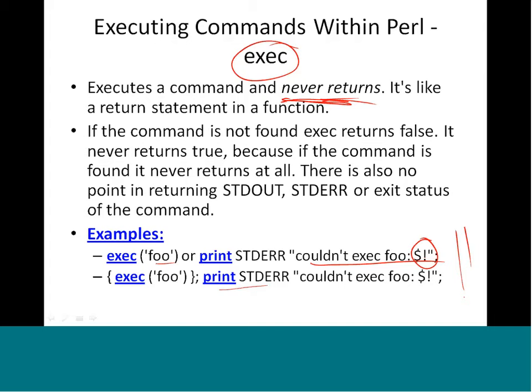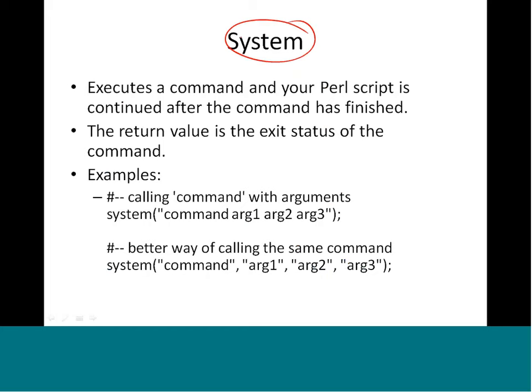The second one is called system. In system, once you specify the command, it executes the command, and once the command finishes, the Perl script is continued and goes through. The return value for the system command is the exit status of the command itself. So if you are doing a cd and the cd is successful and it returns 1, the return value from system is also 1. But if that cd was not possible and it returns a 0, then the system command also returns a 0.